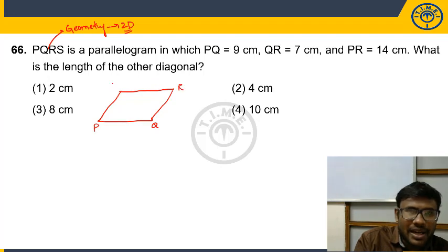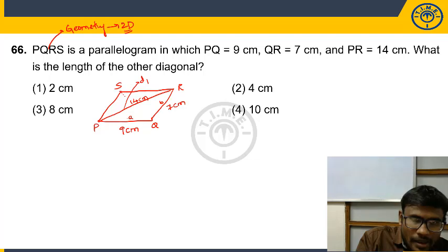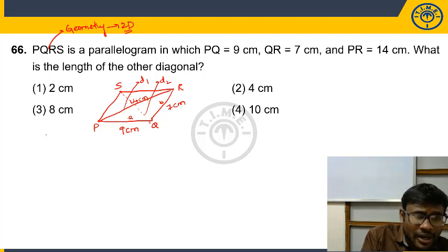PQRS is a parallelogram where PQ is 9 centimeters and QR is 7 centimeters, and one diagonal is 14 centimeters. What is the length of the other diagonal? For example, if this side is A, this side is A and this side is B, and this is diagonal D1 and there is another diagonal D2. What is the relation between these diagonals and the sides of the parallelogram?